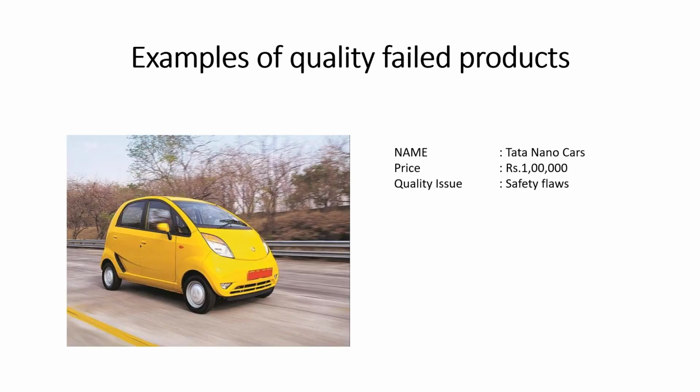Here are examples of quality-failed products. This is the Tata Nano car. It was priced at rupees 1 lakh. This car is a failure model because of quality issues. It has some safety flaws, and that is why this car is a failure model.